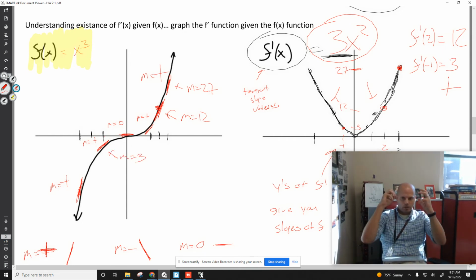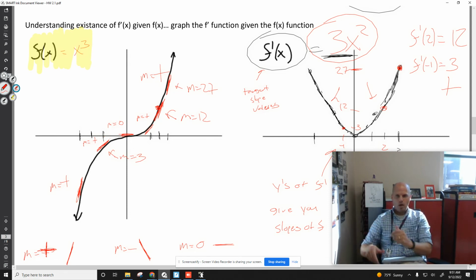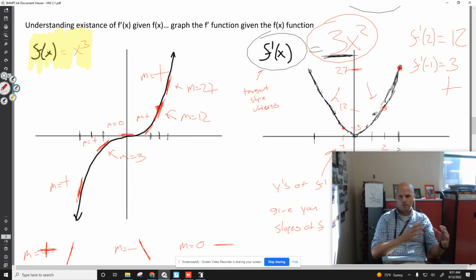This was like the discovery, okay? You don't have to use a calculator. You can understand limits, understand the slope formula, combine the two, and create this magical formula that gives you a new equation. Its y values will give you slopes of the original equation.